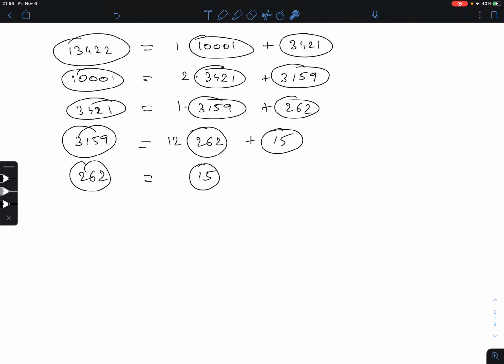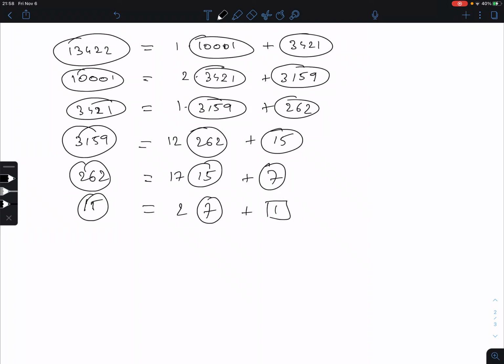262 divided by 15 goes in there 17 times. So 17 times 15 is 255, and what is left is 7, right? Yep, okay. So 15 divided by 7 goes twice, plus 1. Again we get 1.